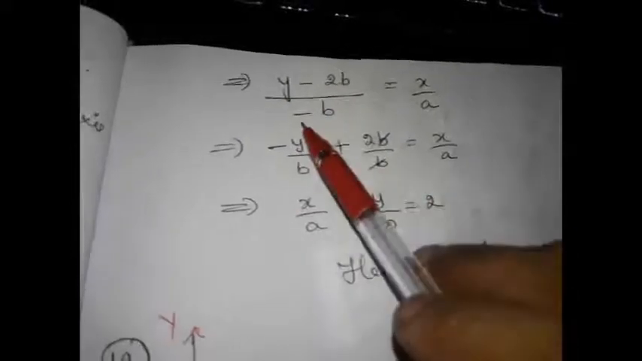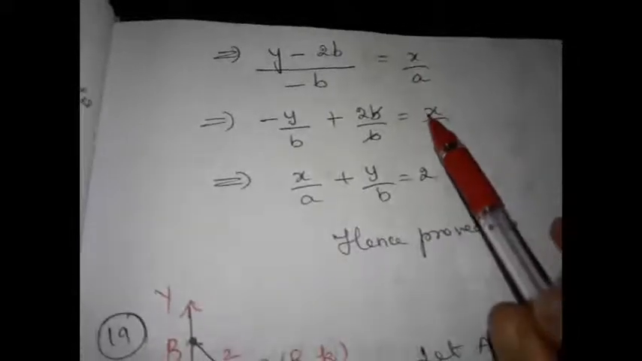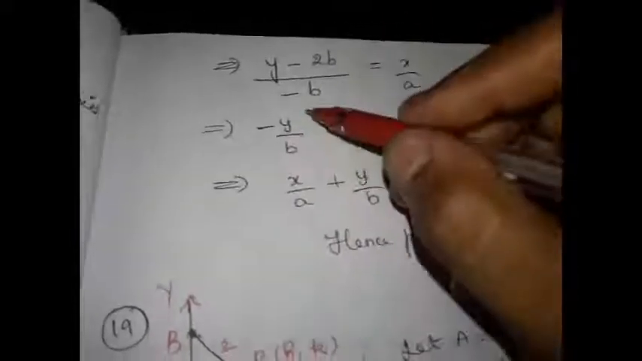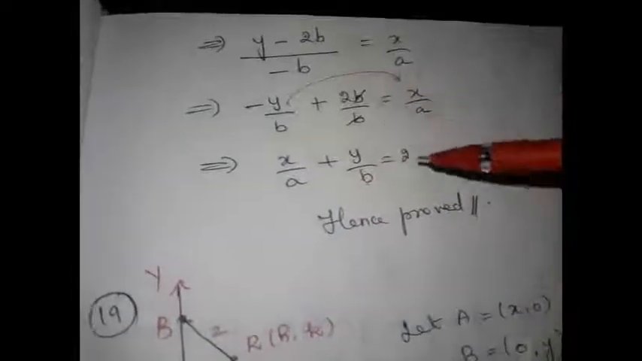So segregate the denominators: y by b, minus into minus plus, so 2b by b is equal to x by a. So x by a, bring this minus y by b to the other side, so it will become plus y by b equal to 2. b will get cancelled. Hence we proved, right?